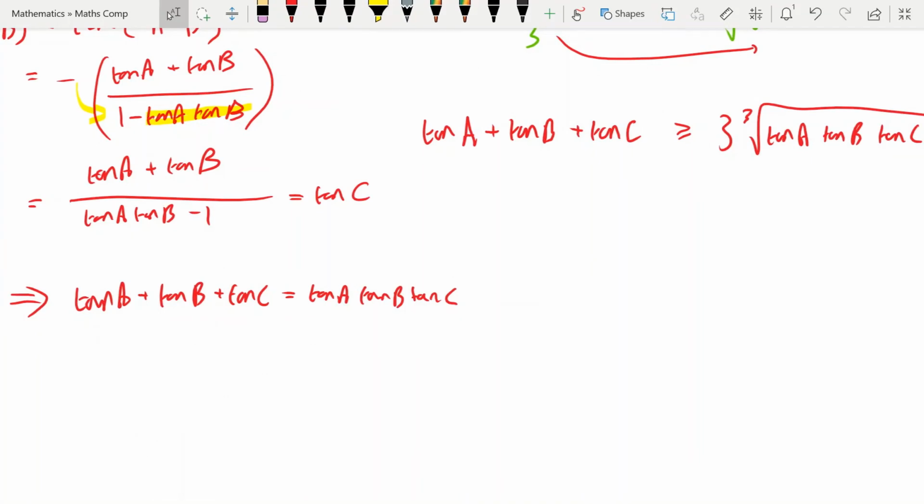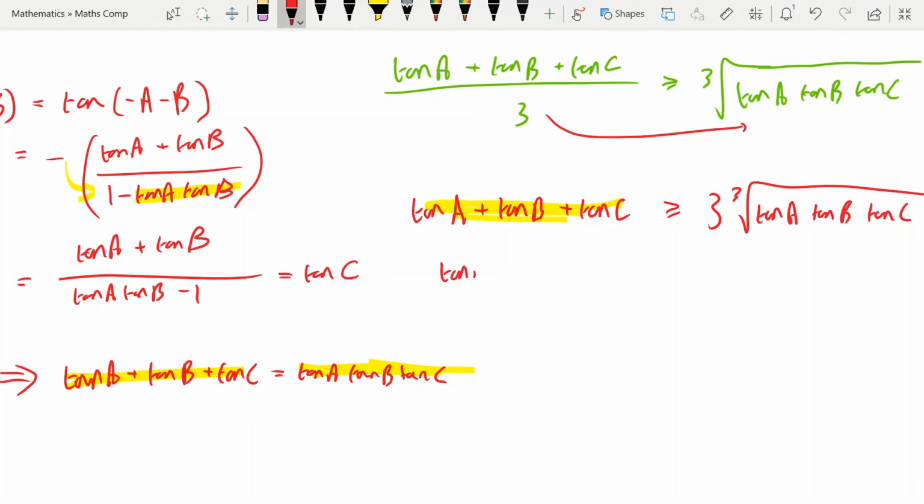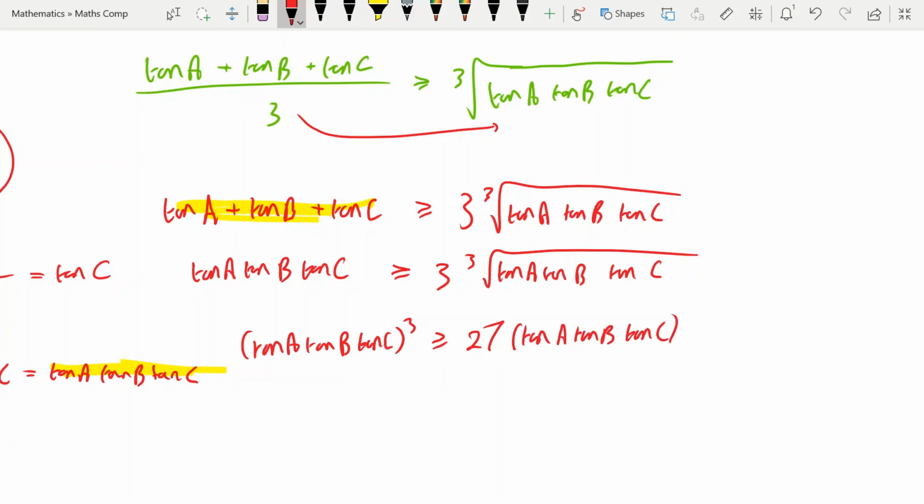Recalling down here, we've already proved that tan A tan B tan C is equivalent to tan A plus tan B plus tan C. So we can change this here to this, and I'll do that right now. So we can change this inequality to be tan A tan B tan C is greater than or equal to 3 times the cube root of tan A tan B tan C. Nice. So you can cube both sides, and then you get tan A tan B tan C cubed is greater than or equal to 27 tan A tan B tan C.